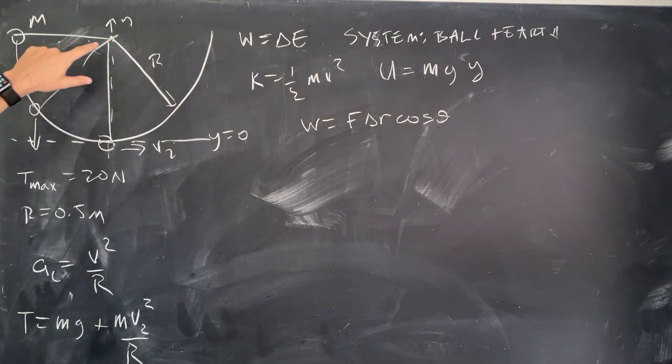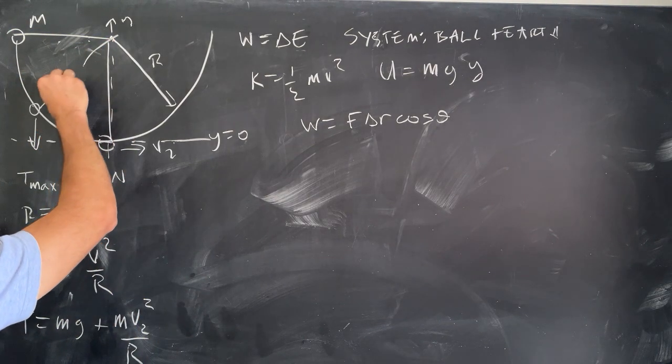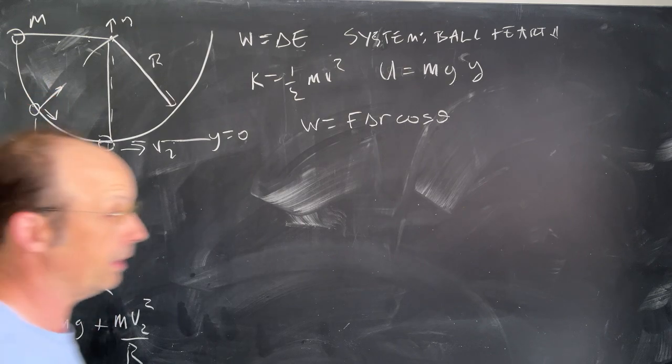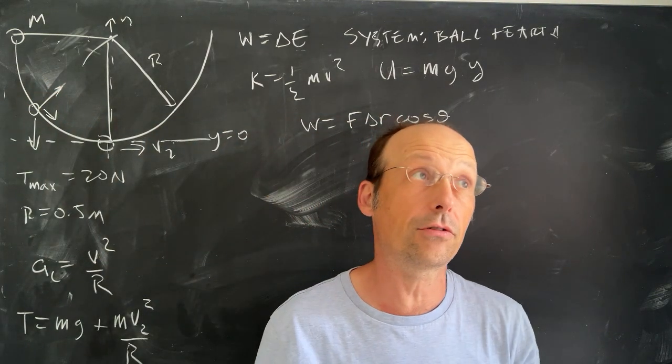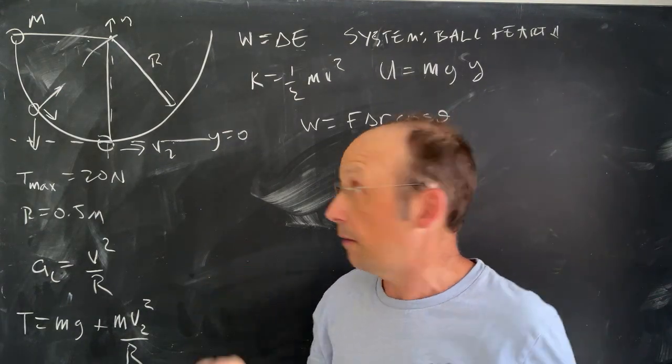So I did not include the string as part of the system. So could it do work? And the answer is no, because the tension is this way and delta R is that way. The tension is always perpendicular to the direction of motion. So cosine of 90 is 0. No work done. That's good.